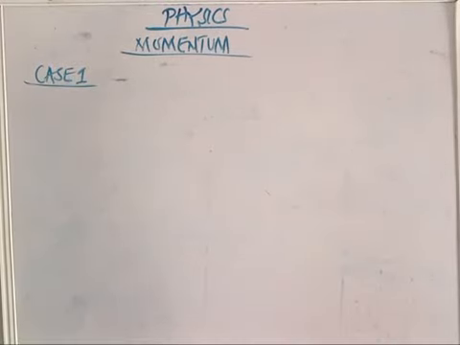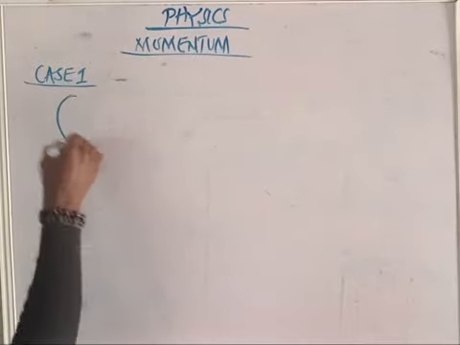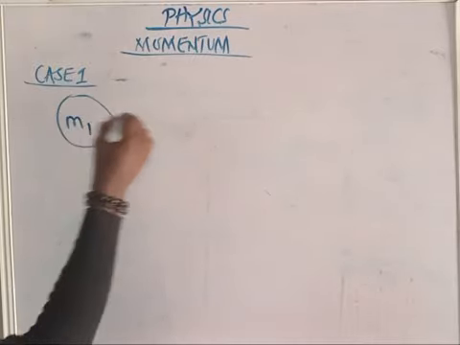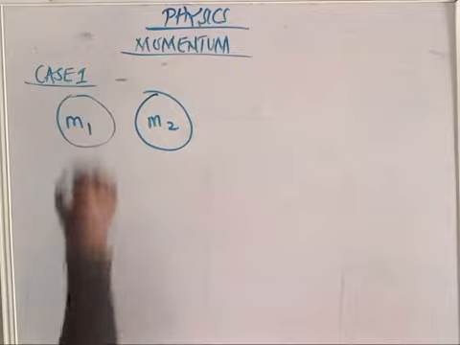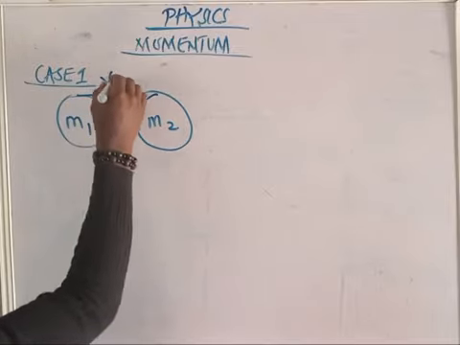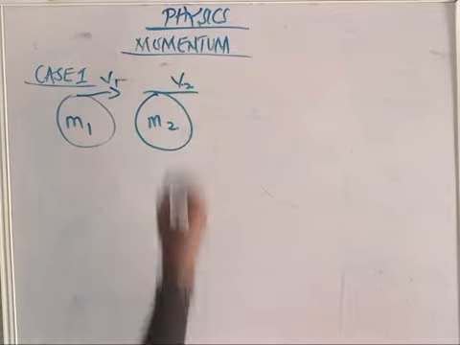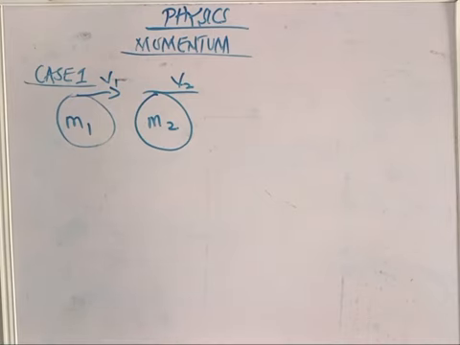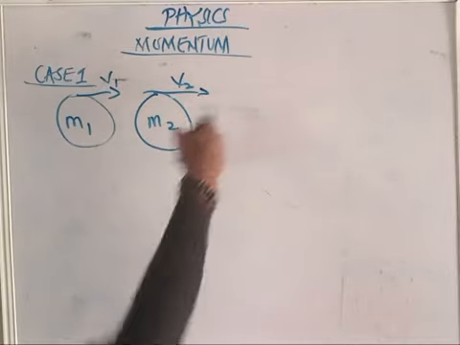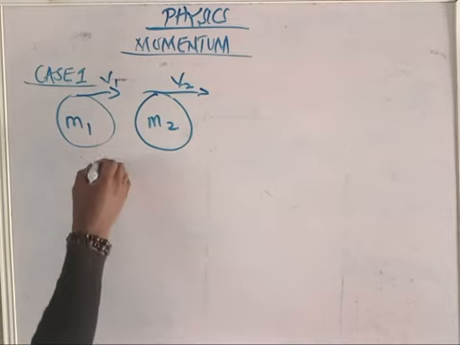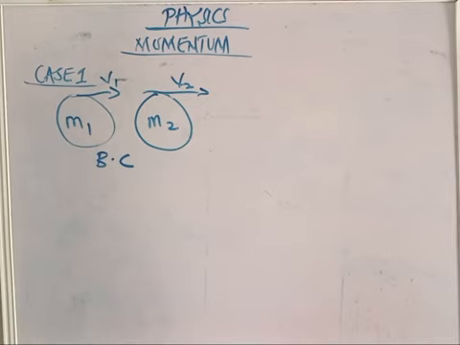So today we want to look at the cases of momentum. The first case of momentum is when two particles are traveling in the same direction, and they are moving with different velocities, v1 and v2. So these are two balls moving in the same direction. The first ball is moving, the second ball is moving. This is before collision.